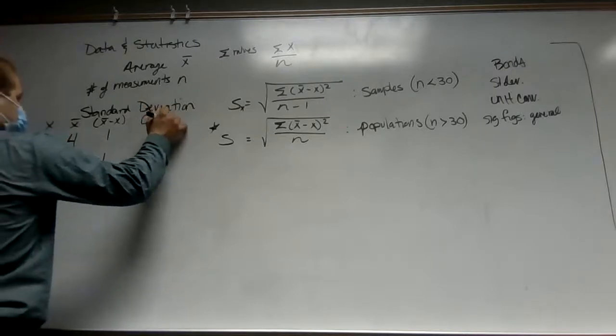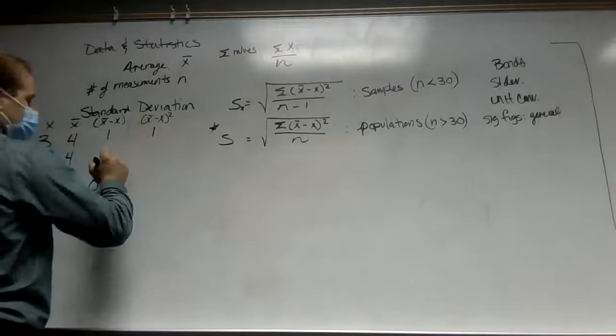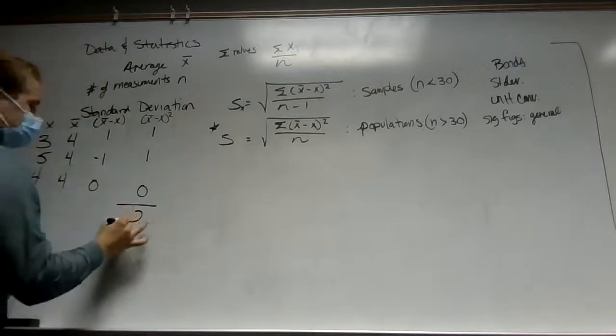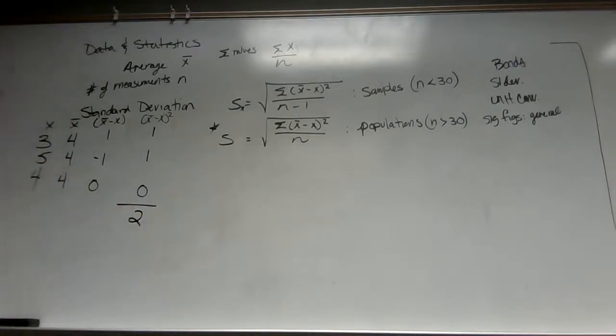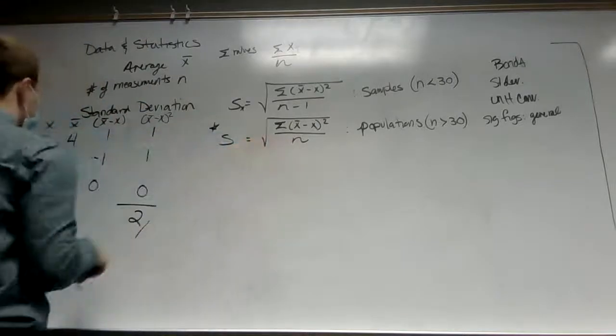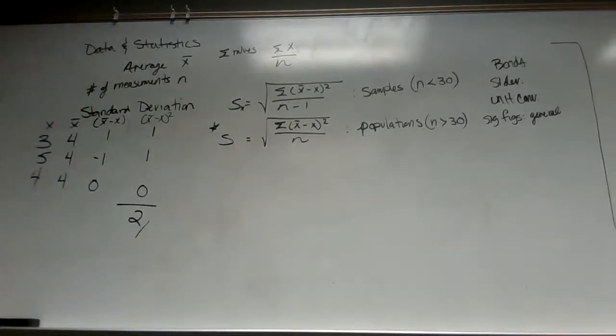So we square them. 1 squared is 1, negative 1 squared is 1, 0 squared is 0. And then we're going to add them together. So there's our sigma. That means to add them up, we get 2. Then 2 divided by n. What is our n here? 3. 2 divided by 3, and I'm going to take the square root of it. So our standard deviation would be the square root of 2/3. Anyone have any questions on that?